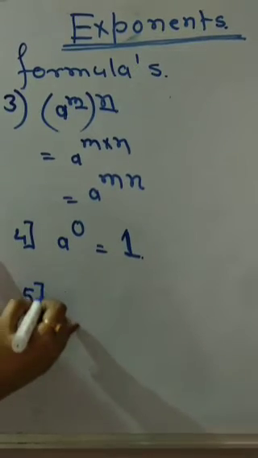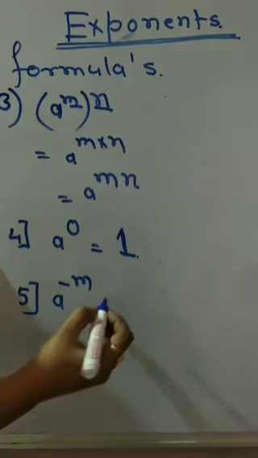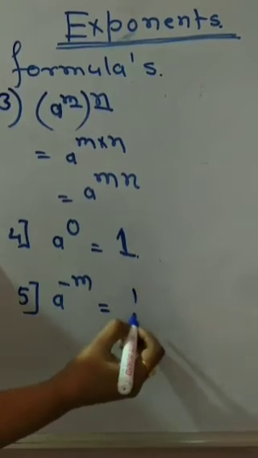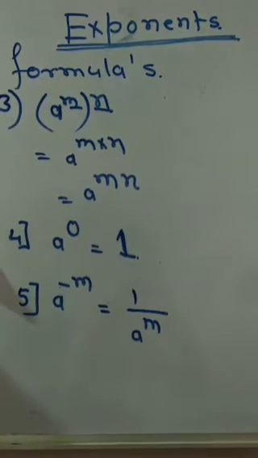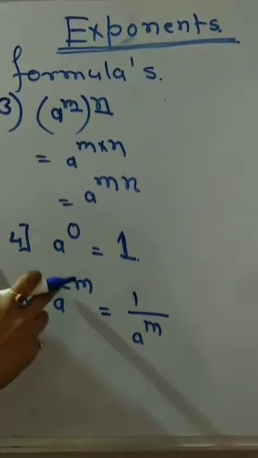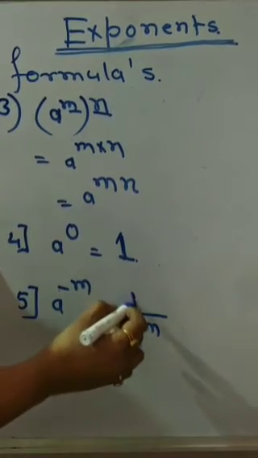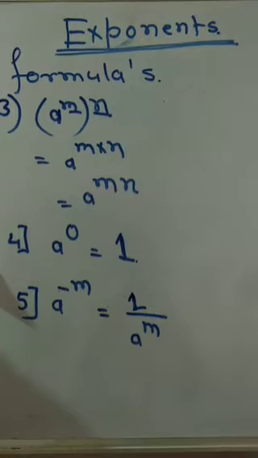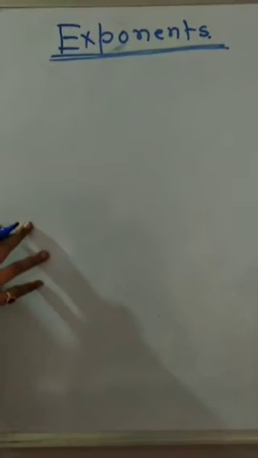Fifth one is a raised to minus m. The power is negative. Therefore, a raised to minus m is 1 upon a raised to m. When we have a negative sign, the minus sign changes into a positive sign. Therefore, 1 upon a raised to m. These are the basic formulas of exponents.